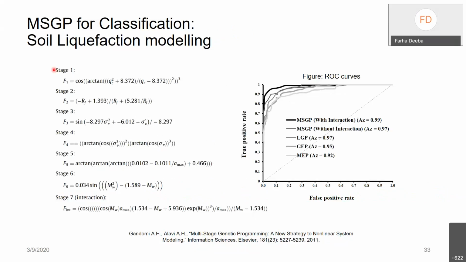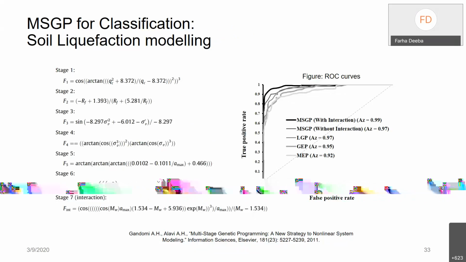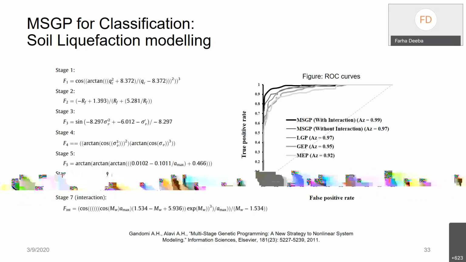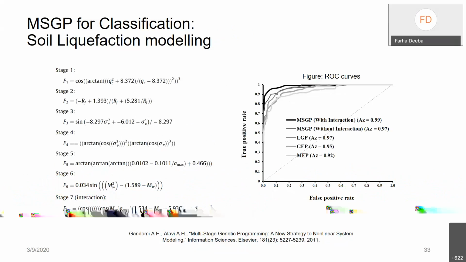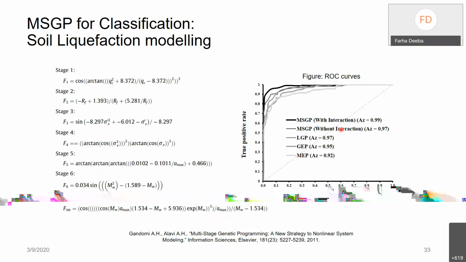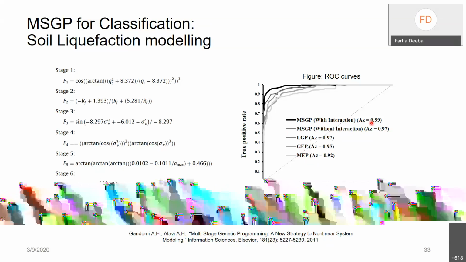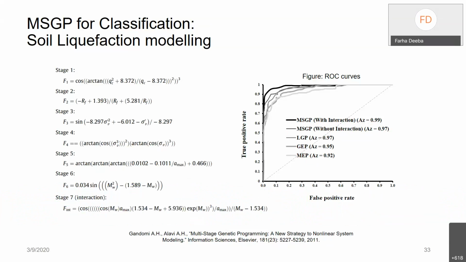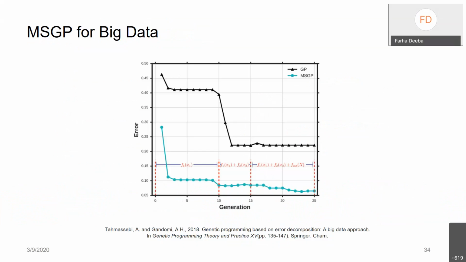It's a soil liquefaction modeling. Here, for example, MSGP is compared with three state-of-the-art approaches: genetic programming, linear genetic programming, gene expression programming, and multi-expression programming. And you can see our proposed approach can outperform the others in this case. Even without interaction, and with interaction, it has a very high accuracy. We compare its results in order to apply it for big data analytics. You can see this is the GP performance, and this is the MSGP performance. It can converge much quicker in this case.